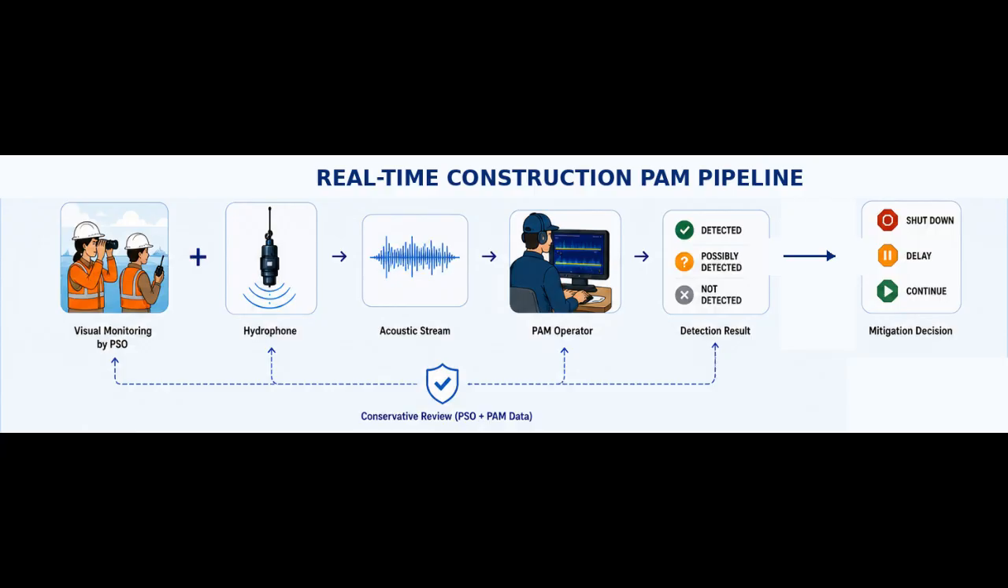Both the lead PSO and PAM operator may have authority to call for a delay or shutdown depending on the project authorization. And when that call is made, the required mitigation action happens first, and disagreement is discussed afterwards. This is the first major acoustic data pipeline: fast, operational, conservative, and tied directly to mitigation. The decision is immediate, the cost of the decision can be high, and the tolerance for ambiguity is low.